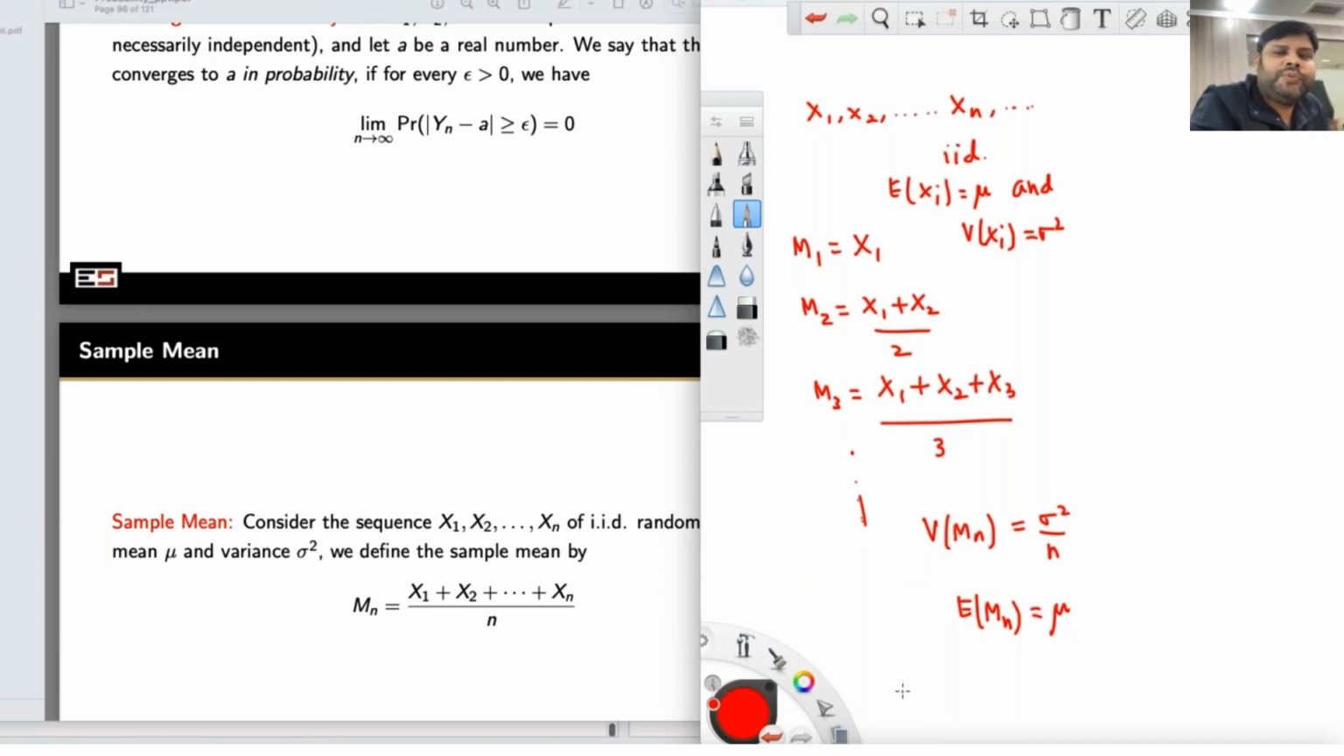Okay, to get the precise proof, we can just use Chebyshev's inequality. The probability that |Mn minus mu| is greater than or equal to epsilon. Basically, this tells you the probability that the sample mean falls outside the interval mu minus epsilon, mu plus epsilon. What are the chances of that? I want to show that these chances diminish as n increases, and they go to 0 as n increases. Now, by Chebyshev's inequality, this is less than or equal to the variance of Mn, which is sigma squared by n, divided by epsilon squared.